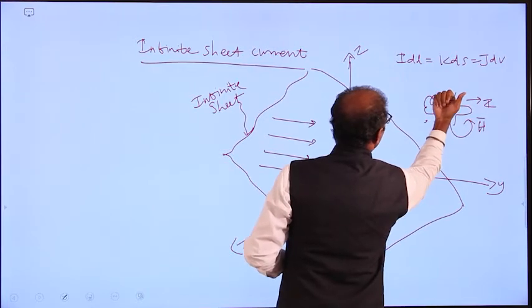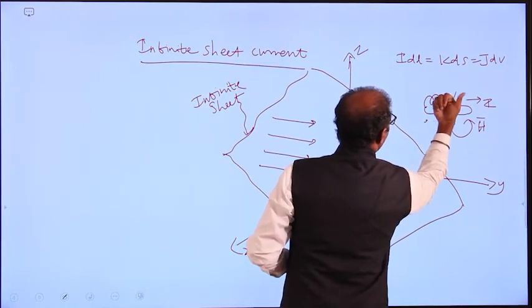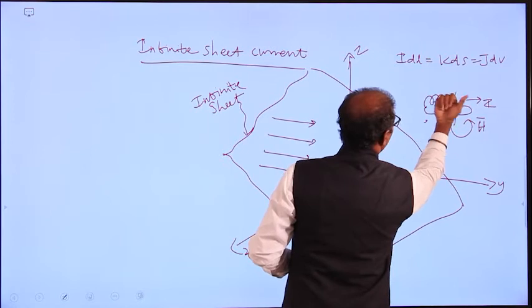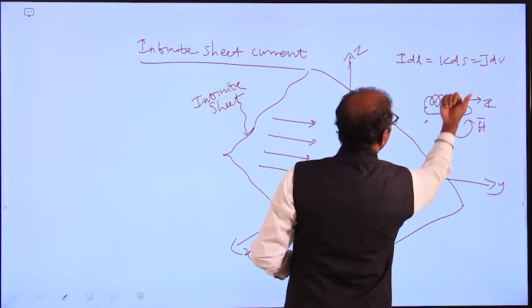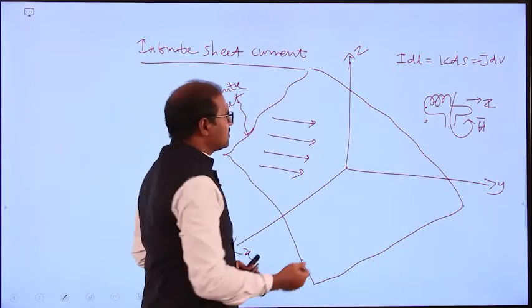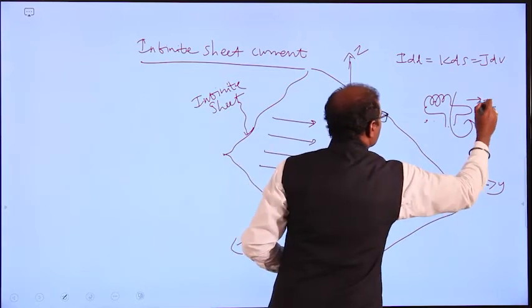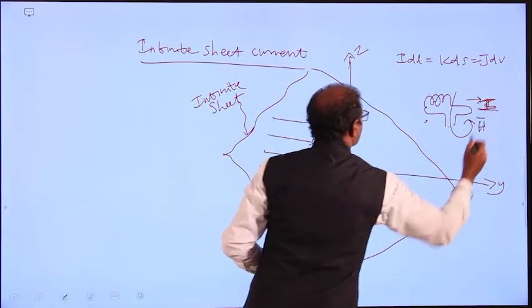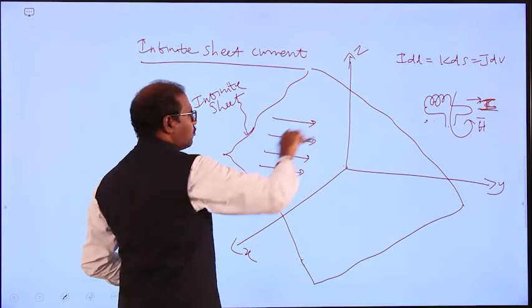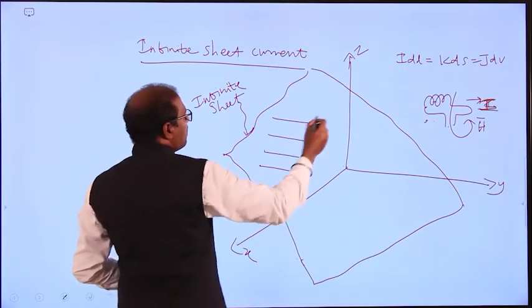We can call this a magnetic intensity revolving around the conductor. We can apply the thumb rule: the current is moving this side, and the magnetic intensity is like this. This current is I, the current, moving in the Y direction.